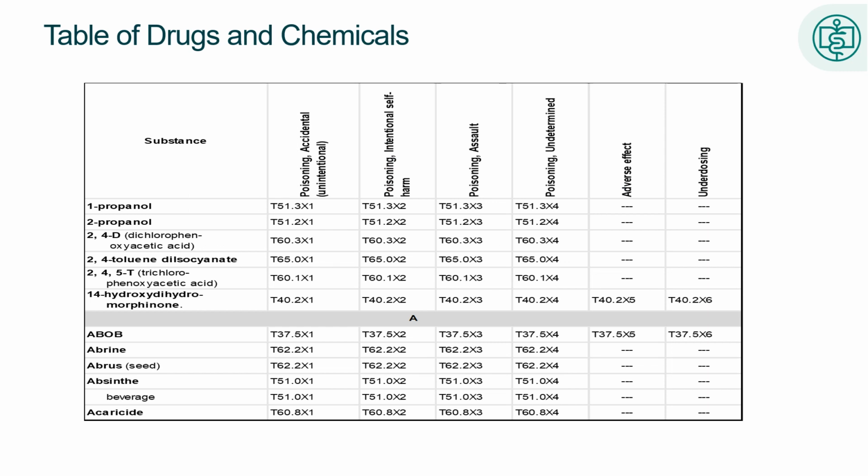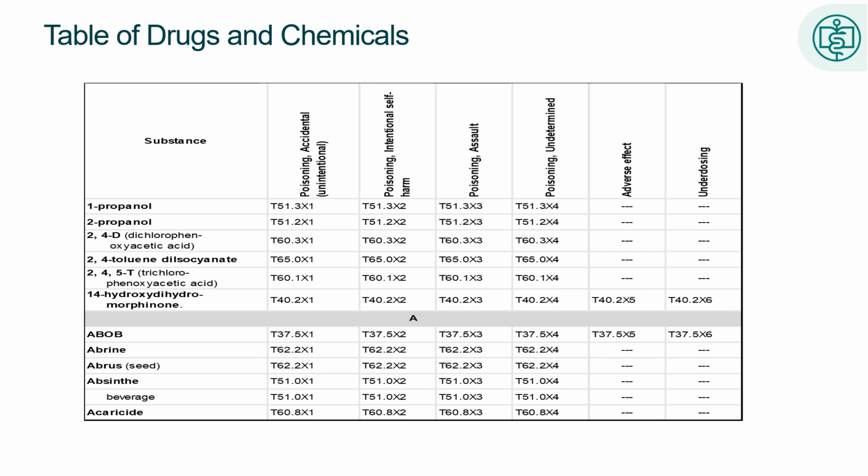The next table in the index is the table of drugs and chemicals. This table is used to identify drugs and substances that cause poisonings and adverse effects, as well as when patients are not taking enough of their medication, which results in them remaining ill. All of the codes in this table will require a 7th character, and you should never code directly from the table of drugs and chemicals. Always verify the code in the tabular list.